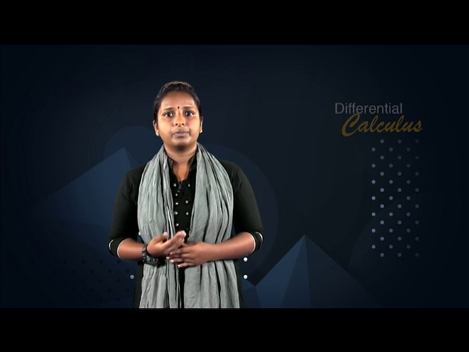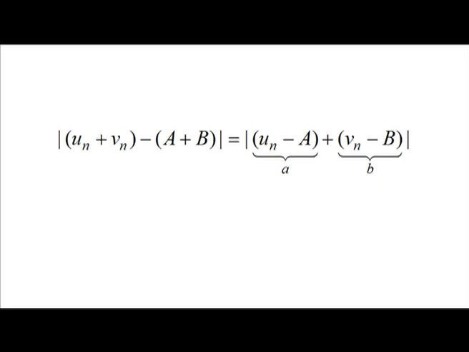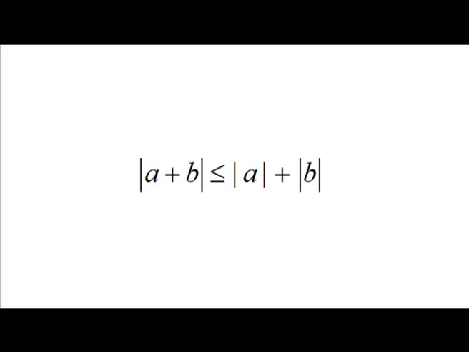To show that limit of un plus vn equal to a plus b, we need to estimate the magnitude of absolute value of un plus vn minus a plus b. To do this, we proceed as follows. Absolute value of un plus vn minus a plus b equal to absolute value of un minus a plus vn minus b, which is less than or equal to absolute value of un minus a plus absolute value of vn minus b, using the fact that the absolute value function satisfies the triangle inequality: absolute value of a plus b less than or equal to absolute value of a plus absolute value of b.